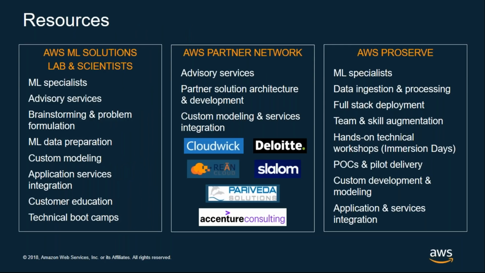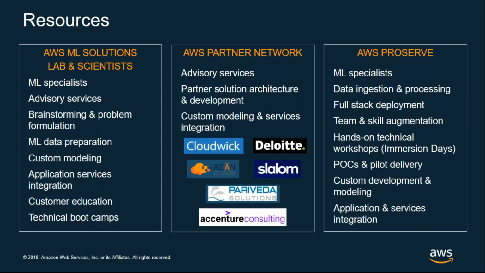So first off is the AWS ML Solutions Lab, where we've essentially taken many data scientists and machine learning practitioner experts from within Amazon and made them accessible to our external customers to help them discover use cases, get hands-on with these technologies, and work on a consultative basis to help get some of those first POCs up and going.